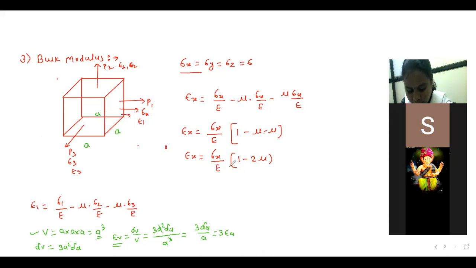Now we will rearrange this equation, or we have to write this equation in terms of epsilon V. So epsilon V is equal to 3 epsilon X, which is equal to 3 into sigma X upon E in bracket 1 minus 2 mu. So here, sigma X upon E into 1 minus 2 mu.